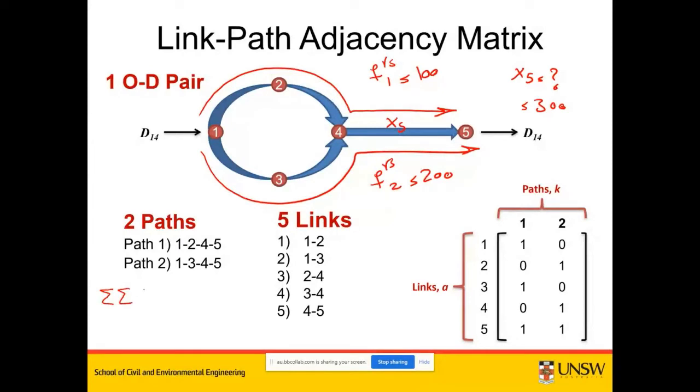The summation over all the origins, over all the destinations, over all the possible paths of delta RSAK multiplied by FRSK. In this easy example, we can easily remove the first two summations. Why? Because there's only one OD, so there is no summation over all the ODs. So let me get rid of the first two summations.